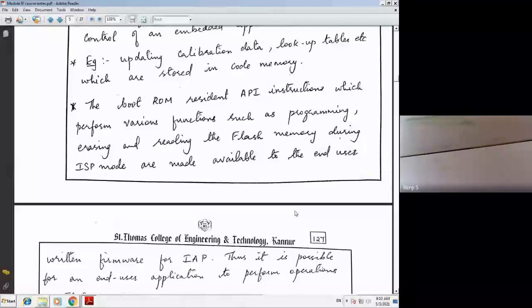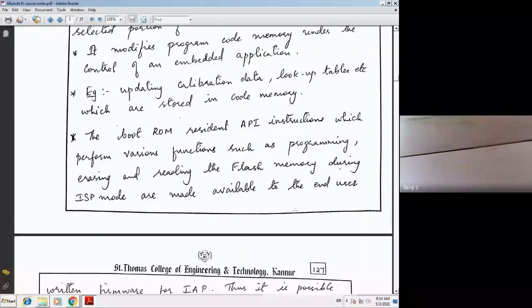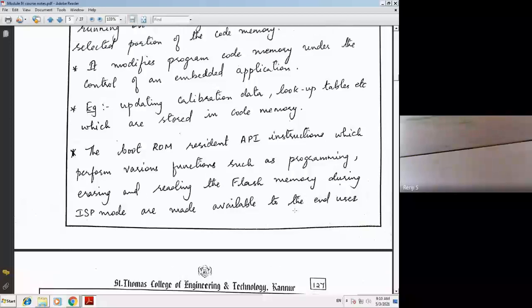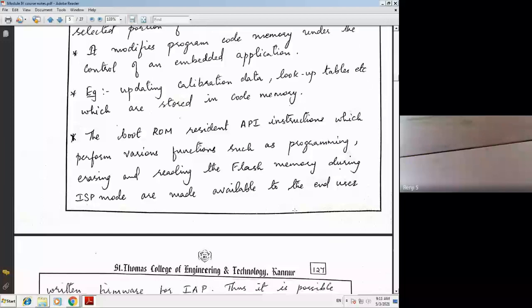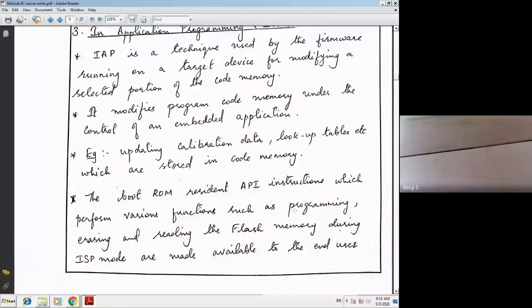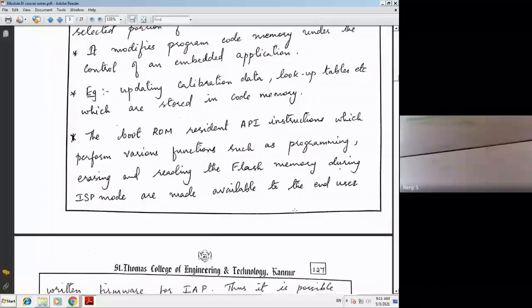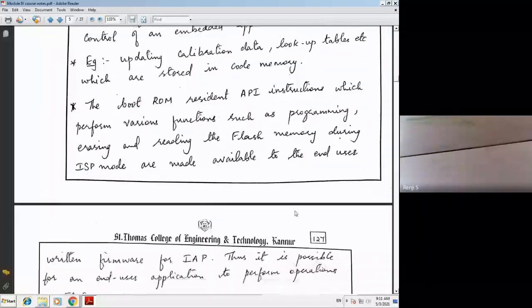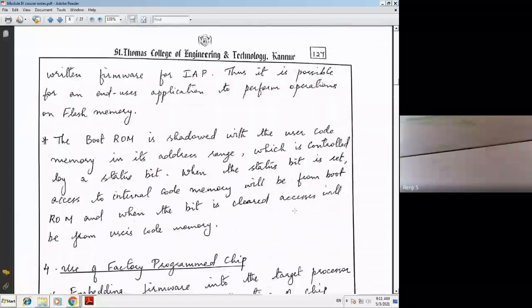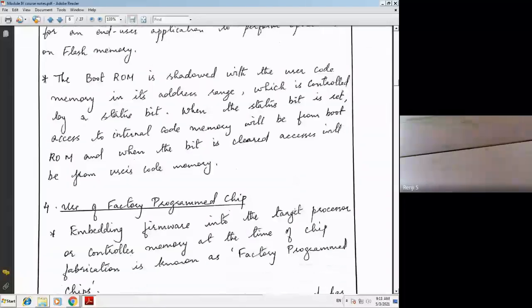Earlier we said the end users cannot alter the firmware, but here certain portions of the firmware or the code memory can be changed by the end user. For the end users to change the code inside the memory, they can be given access through an embedded firmware. There is an embedded application that helps access to the embedded firmware, and the users can change certain portions of the code memory. So that is the third method.